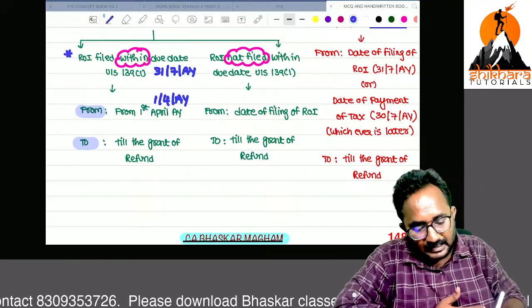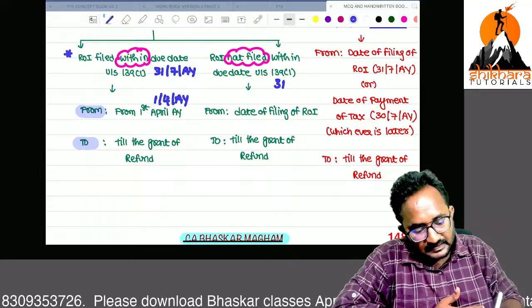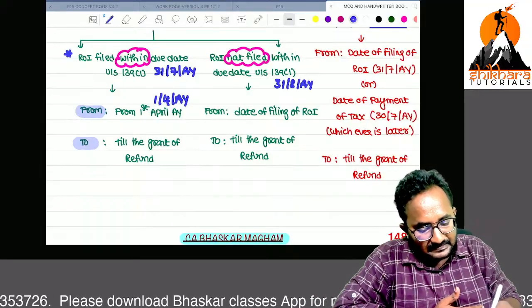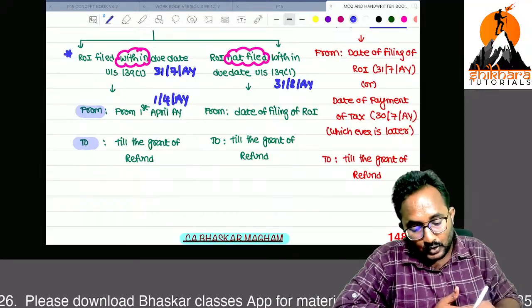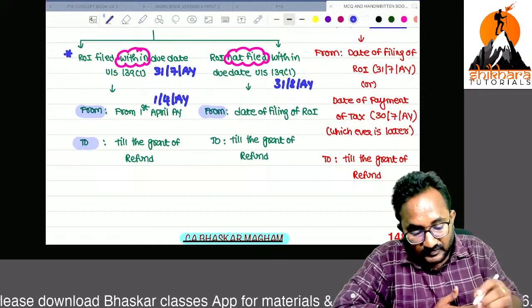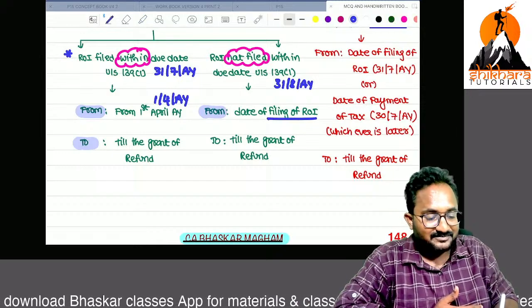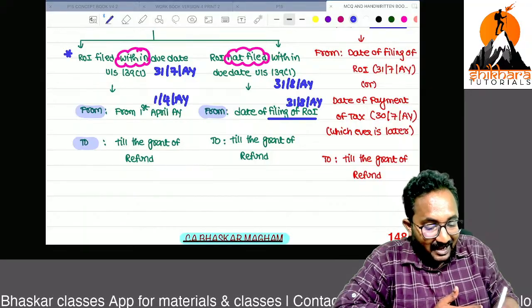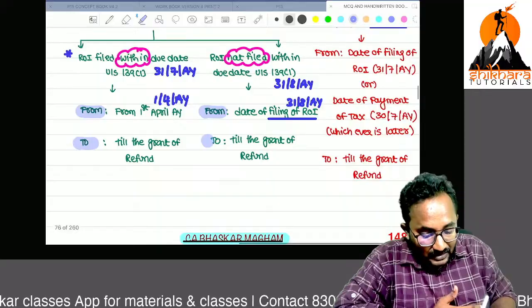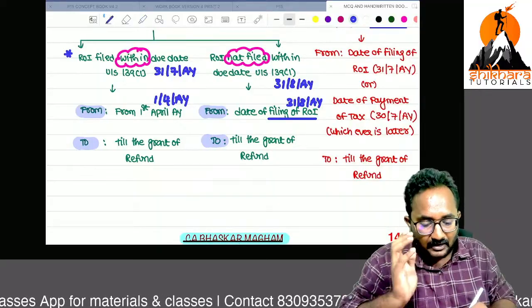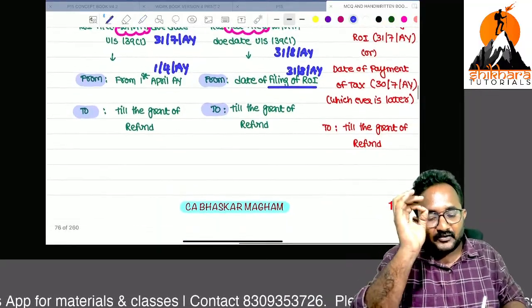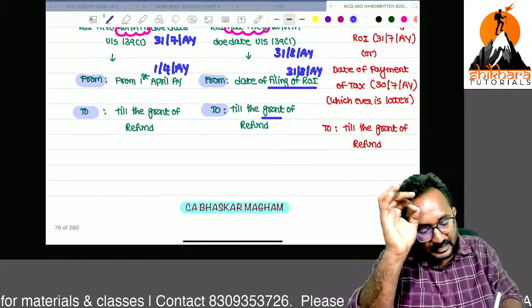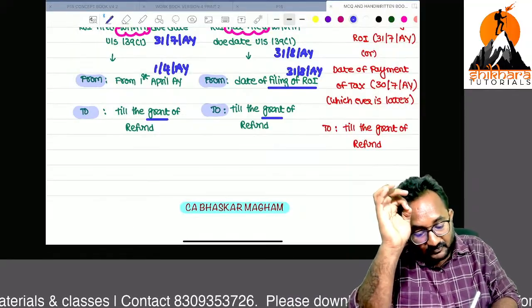Sir, if you file the return of income on 31st August of the assessment year, that is after the due date. Now from which date will they give the interest, ma? Date of filing. That is 31st August of the assessment year onwards only they will give the interest till the date of grant of refund. The date of grant of refund is different from the date of receipt of refund.